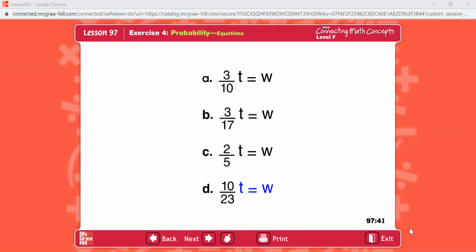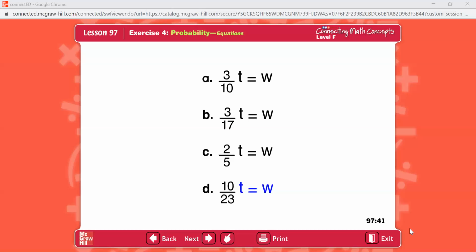Problem B, change 8 years into months. Pause the video now to work. You should have worked the problem 12 times 8. 12 times 8 equals 96 months.